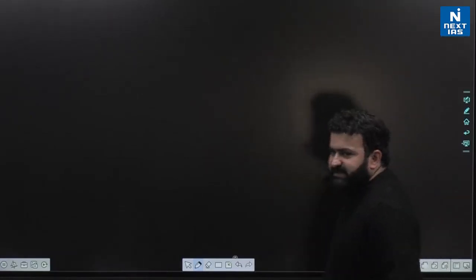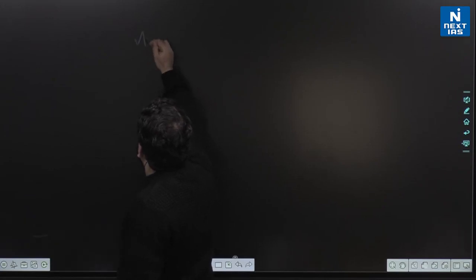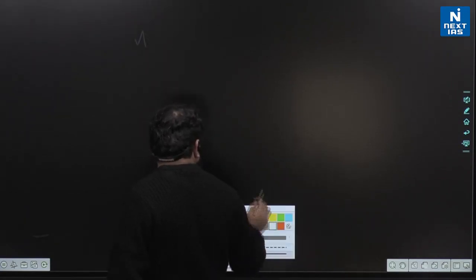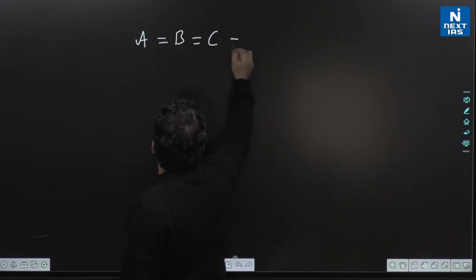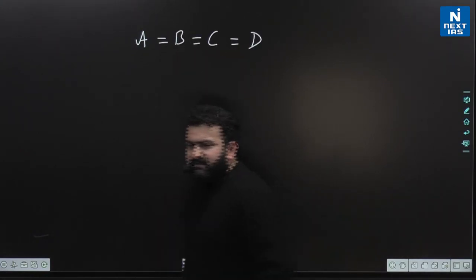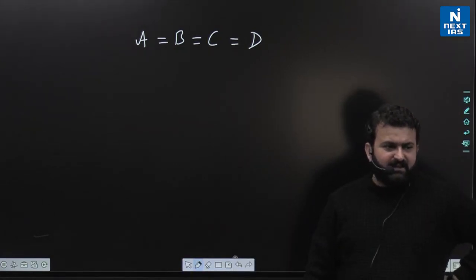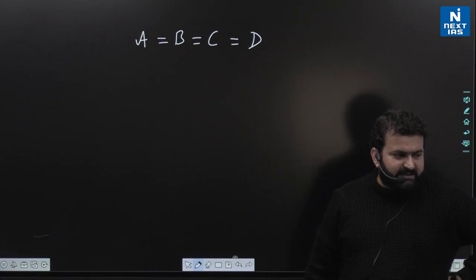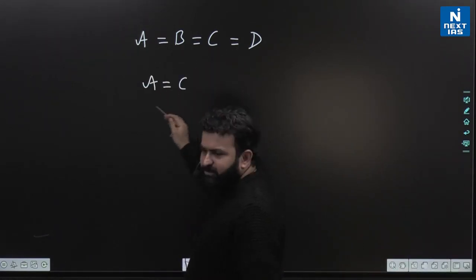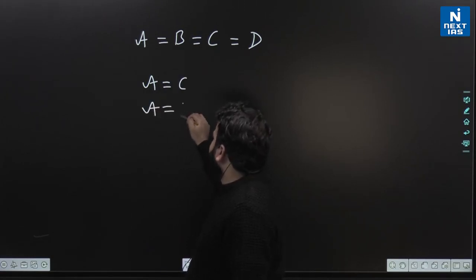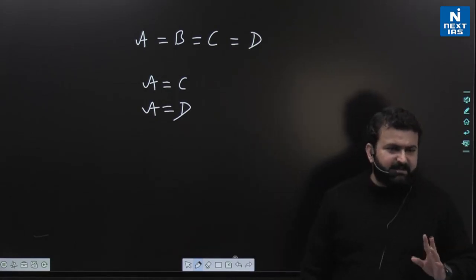Now all of you first try to understand the concept here. Suppose given A is equal to B is equal to C is equal to D. If given A is equal to B is equal to C is equal to D, then in this case directly you can say कि A will be equal to C also, A will be equal to D also. अब देखो आप ध्यान देना. Now here in this case please be attentive.